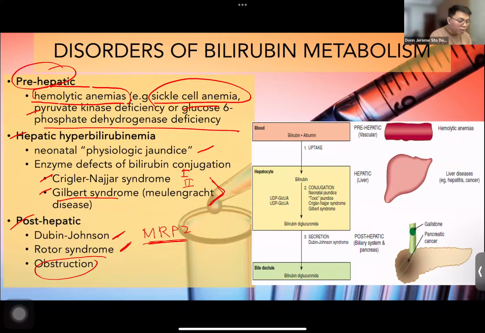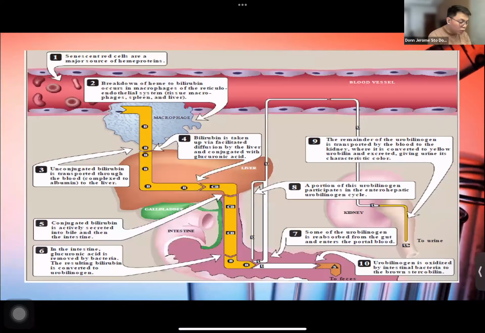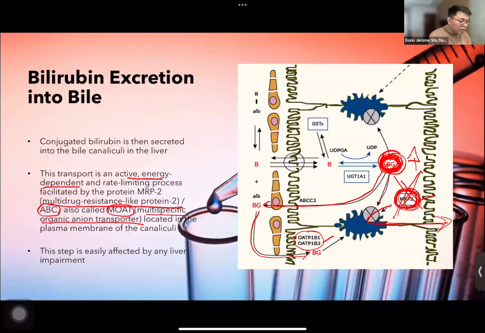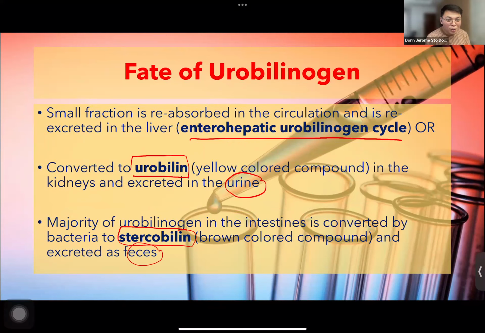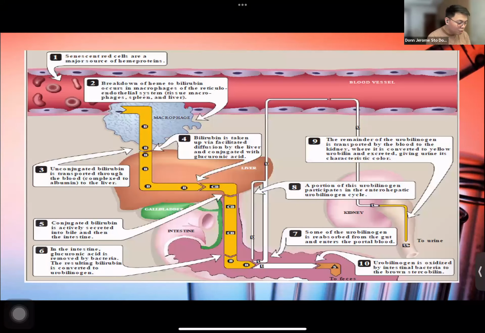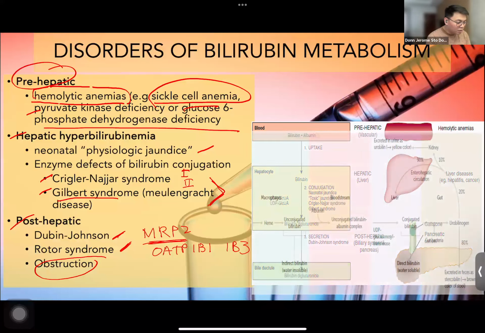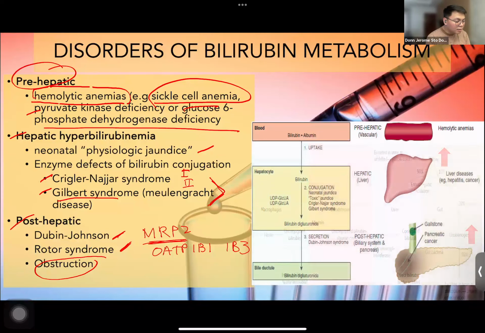The other one is Rotor syndrome. Rotor syndrome is a problem in OATP 1B1 and 1B3. Na-encounter na ba natin to? Yes po, Doc. This is the transporter that brings back conjugated bilirubin inside the hepatocyte. So anong bilirubin ang mag-elevate dito? Conjugated, unconjugated? Conjugated hyperbilirubinemia. Okay? As a side note, Rotor syndrome was actually discovered by a Filipino internist, Dr. Rotor.